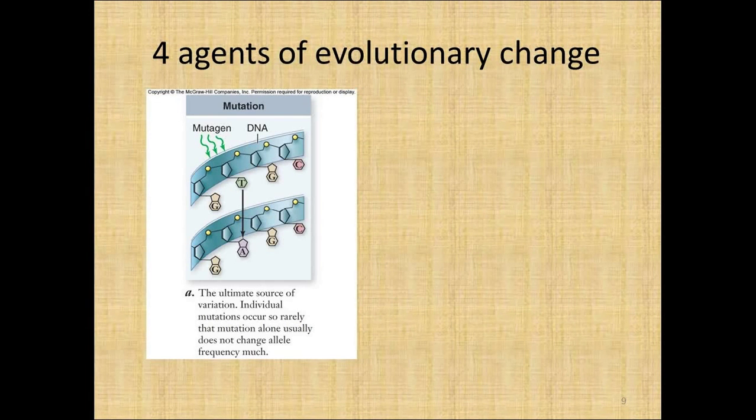There are 4 agents of evolutionary change. The first is mutation. That's what we've been talking about. It's the ultimate source of genetic variation, and it makes evolution possible. However, a gene mutates only once every 100,000 replications. Because of that, the effect of mutation on evolutionary change is generally low compared to other processes.